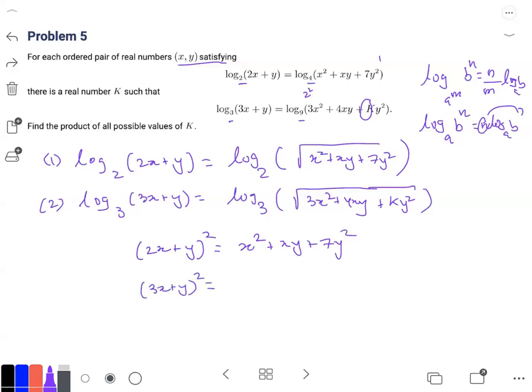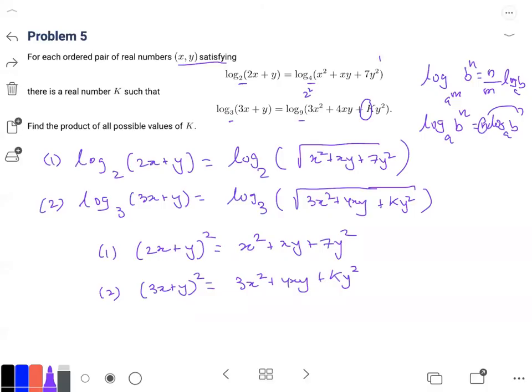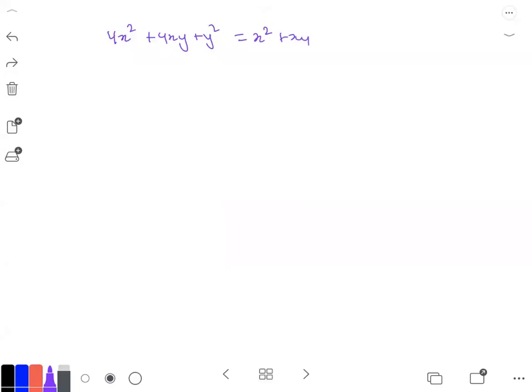3x plus y squared is equal to 3x squared plus 4xy plus ky squared. Let's do some simplifying. The second equation won't be so useful so far since we have an unknown k. There'll be 3 unknowns, so it's probably not going to be helpful. Let's focus on the first one. So let's expand this, and then 4xy, x squared, that's 7y squared. And I'm just going to focus on this for now.